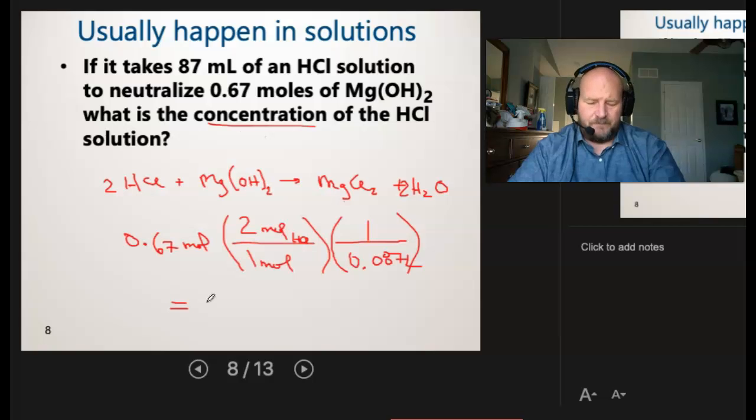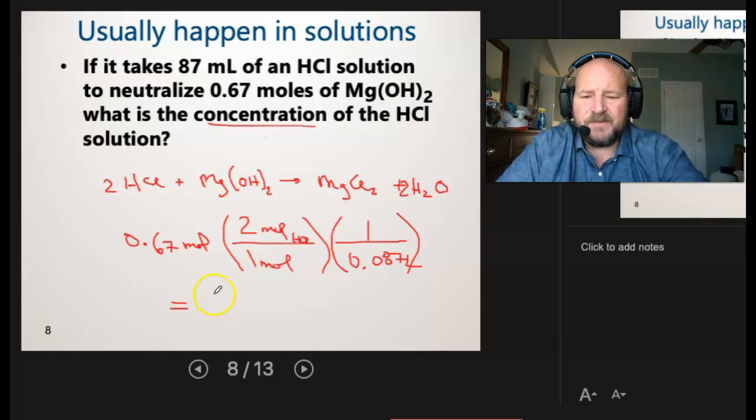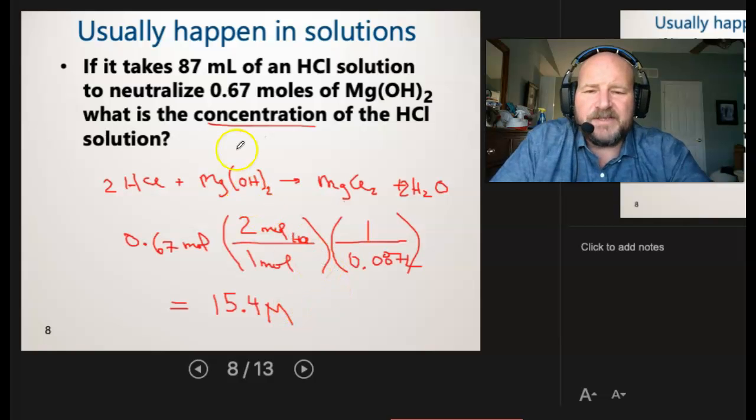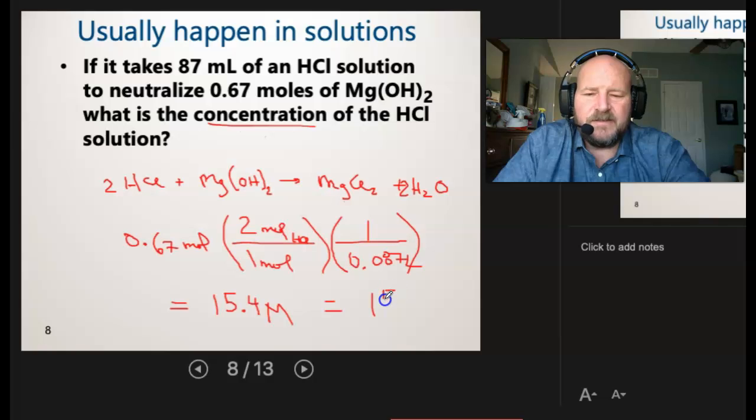And I'm going to run that through my calculator. So we have 0.67 times 2 divided by 0.087. That gives me 15.4 molar. And then I'm going to figure out my sig figs here. I only get 2, which means this is going to be 15 molar. And that would be our final answer.